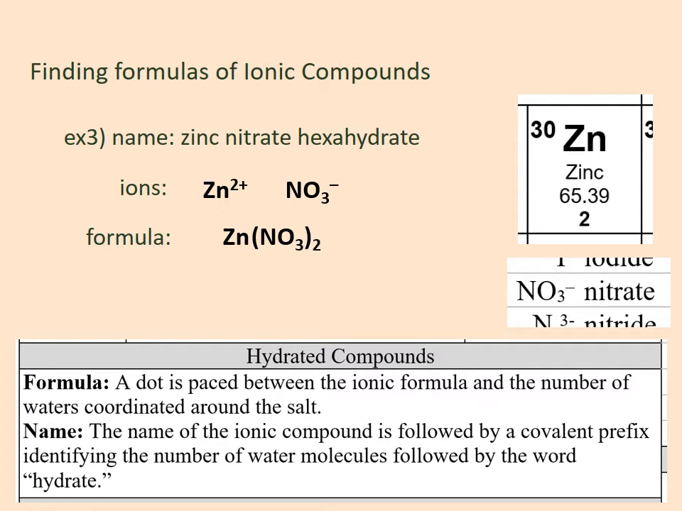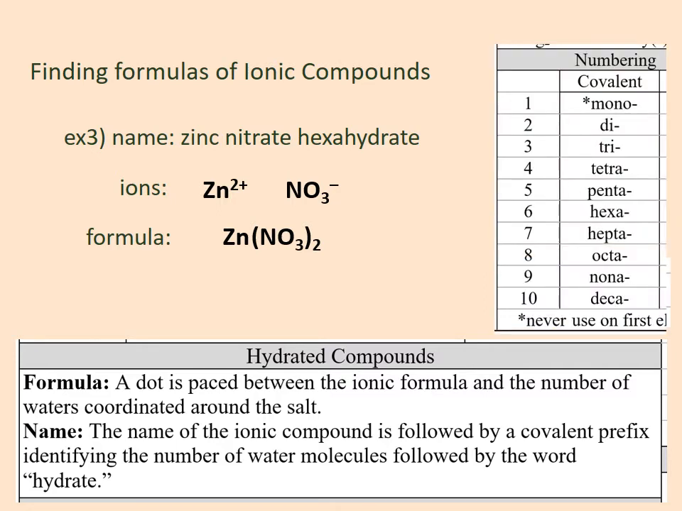So I have to find a different data table on my formula sheet that is covalent numbering. In the name it says hexahydrate. Well, if I look down the covalent list, hexa means 6. So that means I have 6 waters. So again, a dot is placed between the ionic formula and the number of waters coordinated around the salt, which is 6 waters.